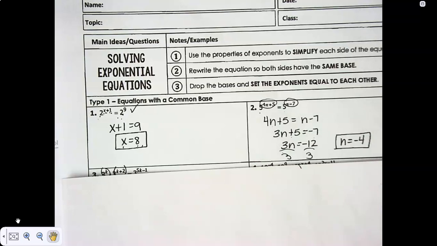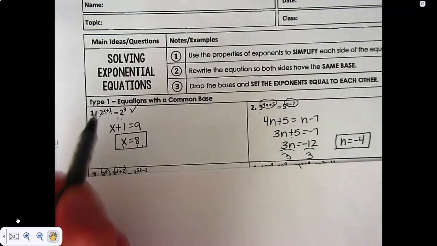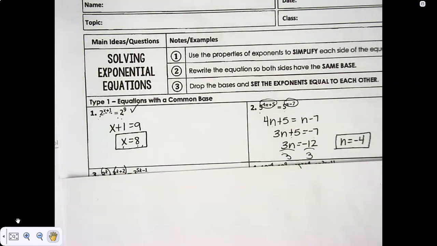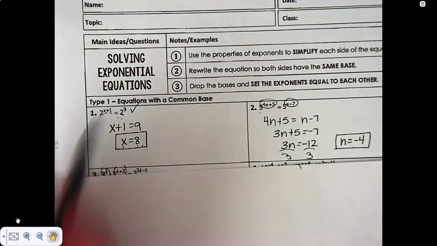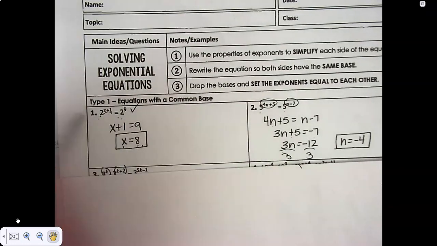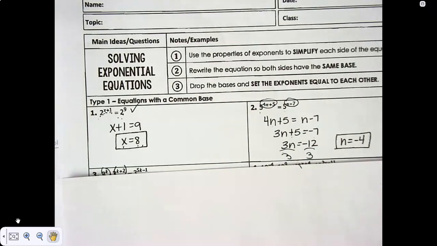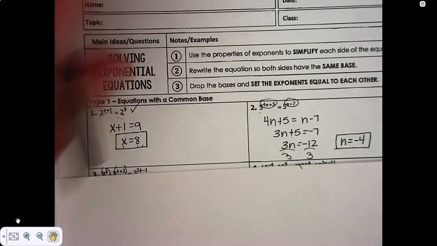You can even do each piece one at a time. You can ask yourself, what is 2 to the 9th? You'll get some big number. And then you'll say, okay, what is 2 to the 8 plus 1 power? And you get the same exact matching number. That's how you can check your own work.